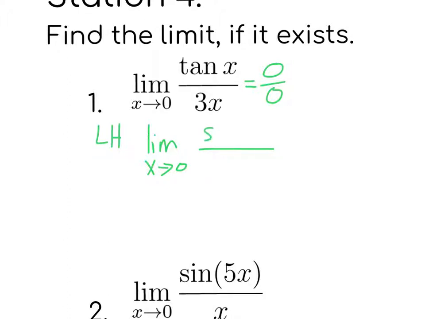Derivative of tangent is going to be secant squared of x. Derivative of 3x is going to be 3. When I plug in 0, secant is going to be the reciprocal of cosine. And I know that cosine of 0 is 1. 1 over 1 would be 1. Okay, so this is going to be 1 over 3. And we are very happy to get an answer.